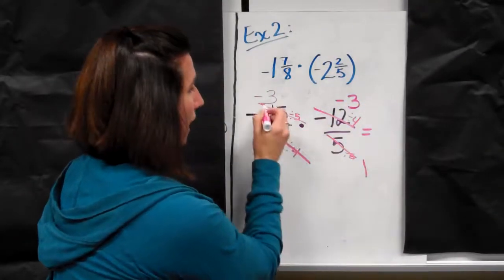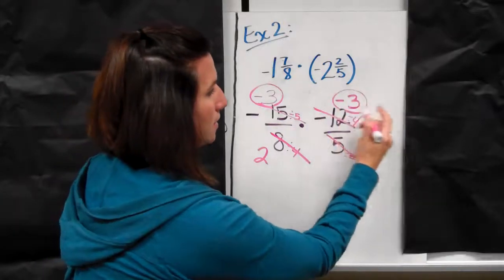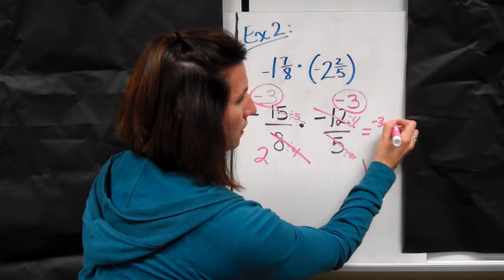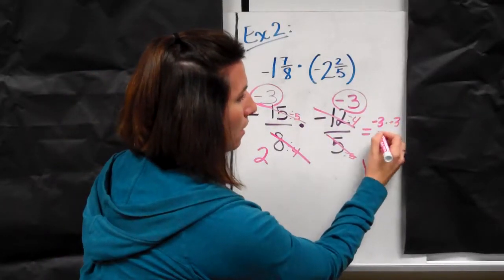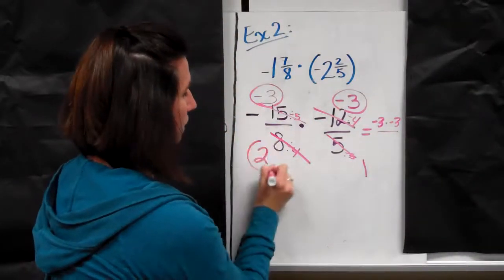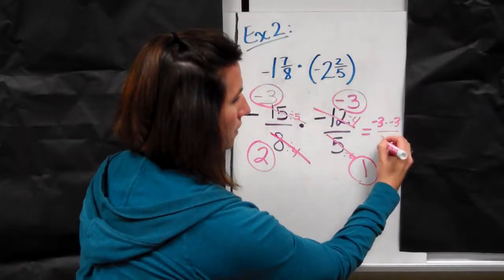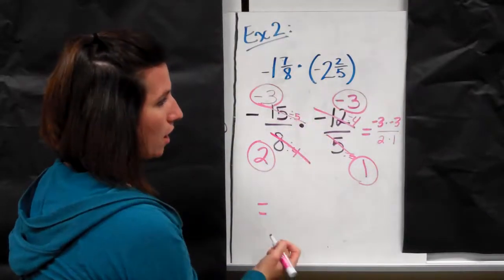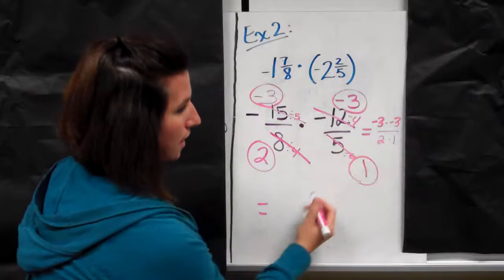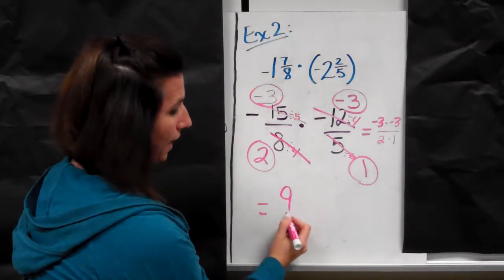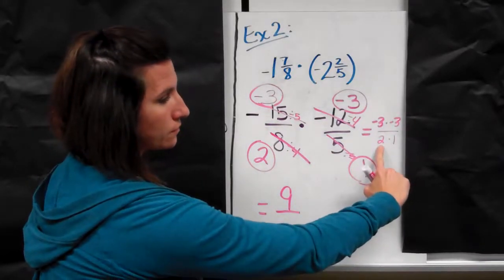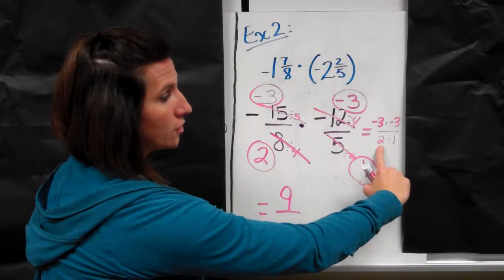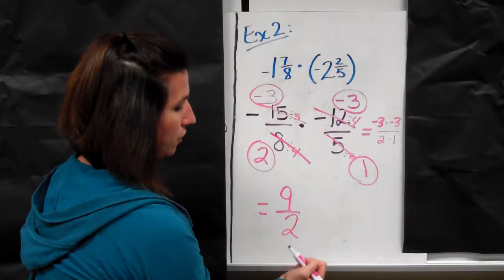So when I multiply, I'm multiplying negative 3 times negative 3 over 2 times 1. So my answer for this multiplication problem is going to be negative 3 times negative 3, which is positive 9 over 2 times 1, which is 2.